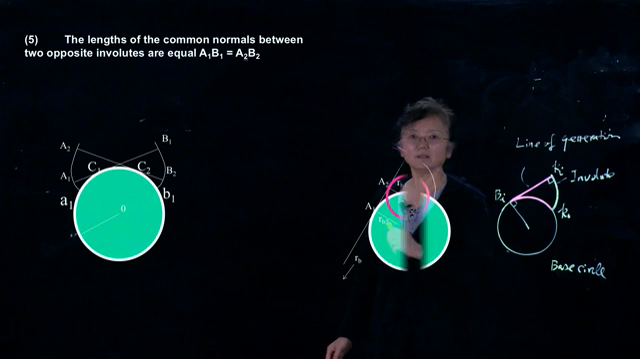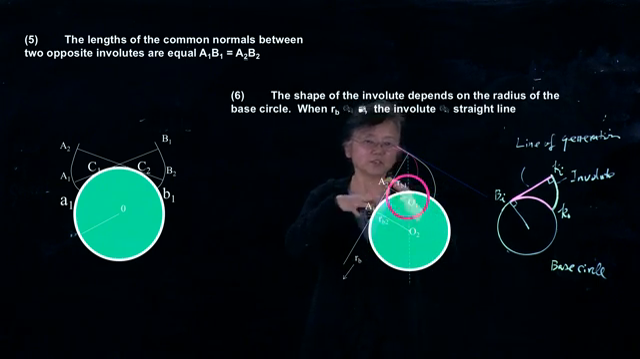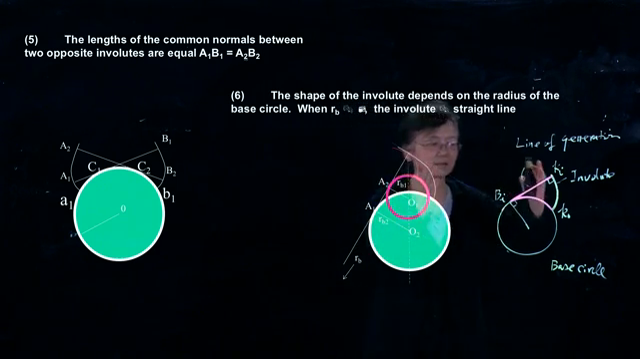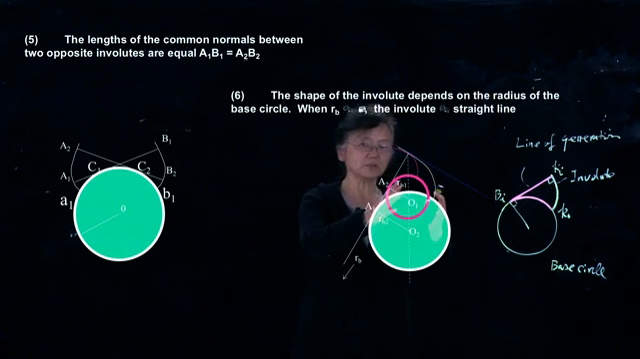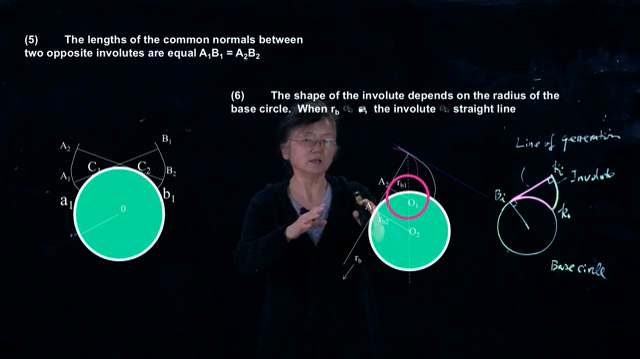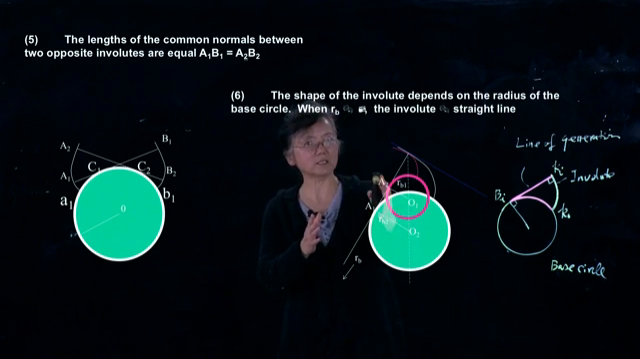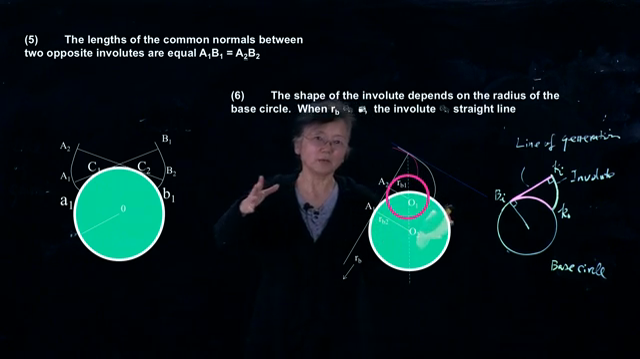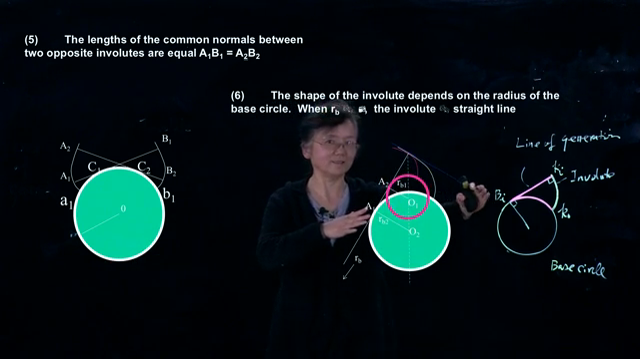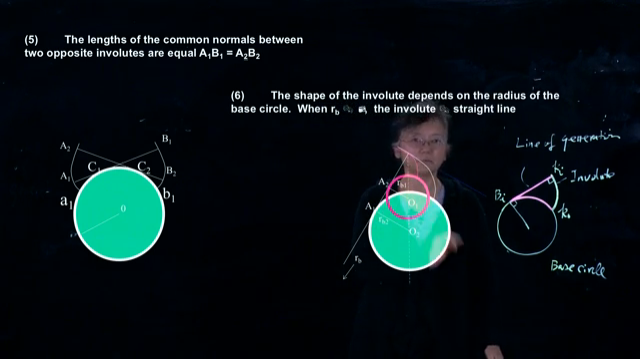All right, so the other one: what this shows is that the shape of the involute is basically decided by the size of the base circle. If the base circle becomes smaller, the involute becomes more curved, as I demonstrated over here. If the base circle becomes larger, then the involute becomes less curved. When the base circle becomes infinitely large, then the involute becomes a straight line. So a straight line is a particular type of involute profile. Thank you.